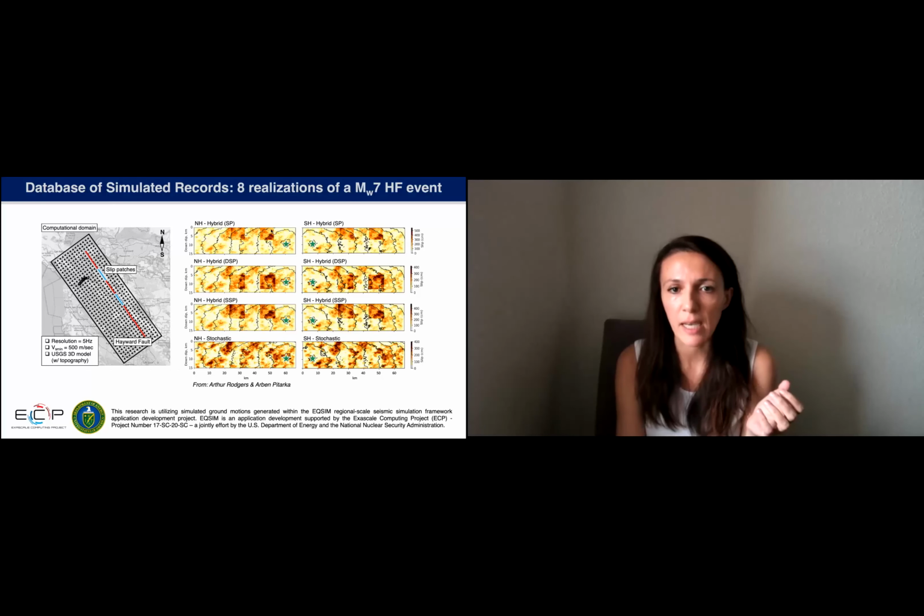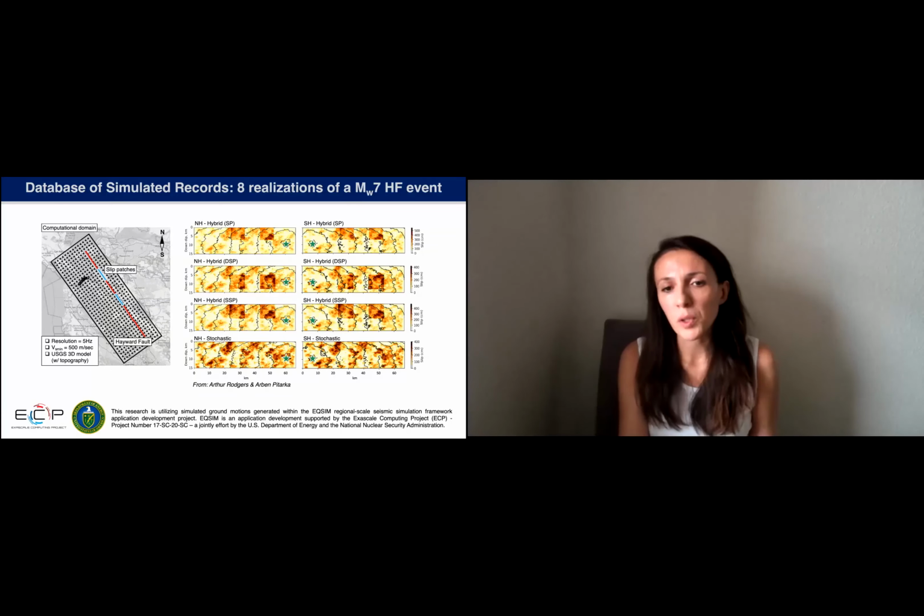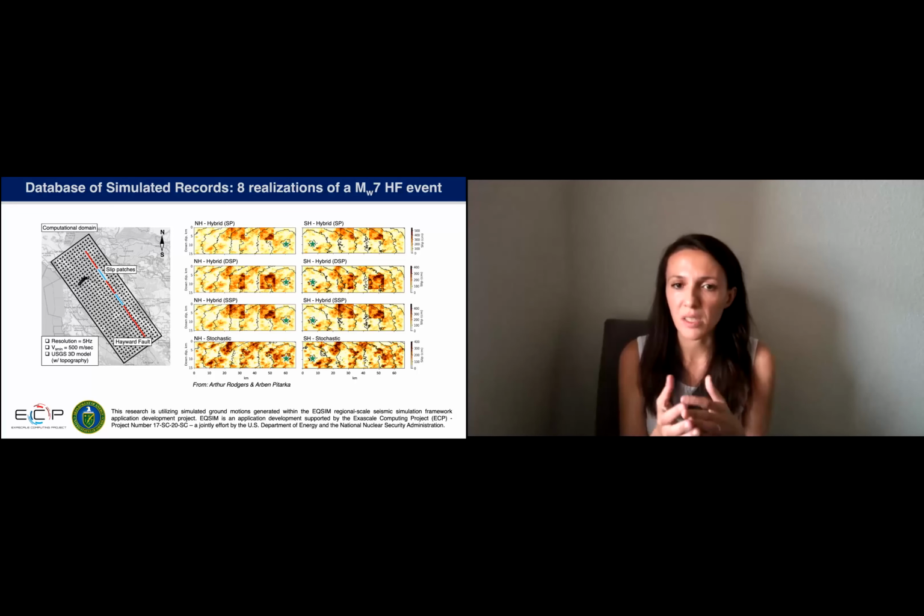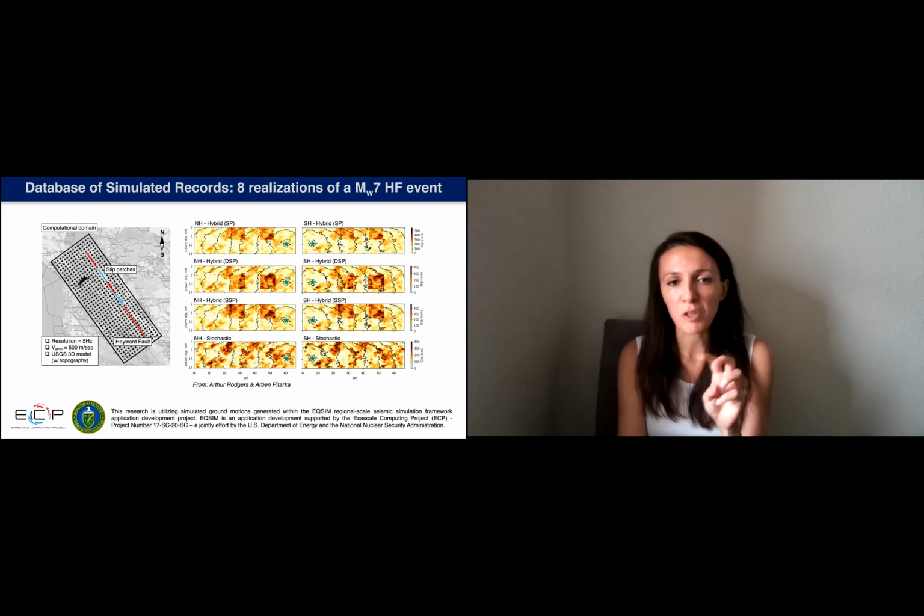And here on the right-hand side, you see a representation of the distribution for each of these scenarios. What we do is change the distribution of the asperities. So we go from a pure stochastic model to a hybrid model that combines a stochastic distribution of the slip in the background, and then a concentration of the slip in these patches. And then we consider two different locations of the epicenter. As a result, we have four realizations where the epicenter is located on the northern side of the Hayward fault, and four realizations where the hypocenter is located on the southern side of the Hayward fault.